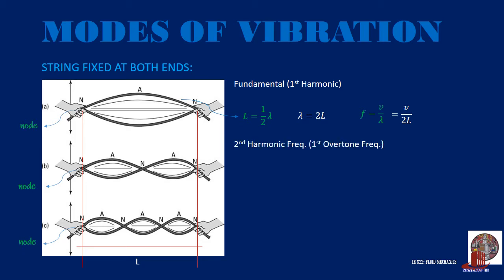The second harmonic frequency shows a complete wavelength for the whole length L, so the frequency will be v over L. The third harmonic will be creating three sets of antinodes where L will be taken as 1.5 lambda, or we can say lambda is 2L over 3, and the frequency is given as 3v over 2L.